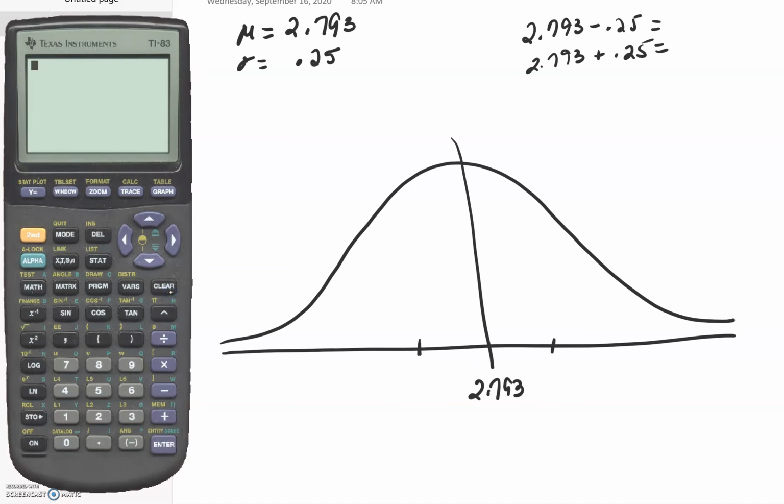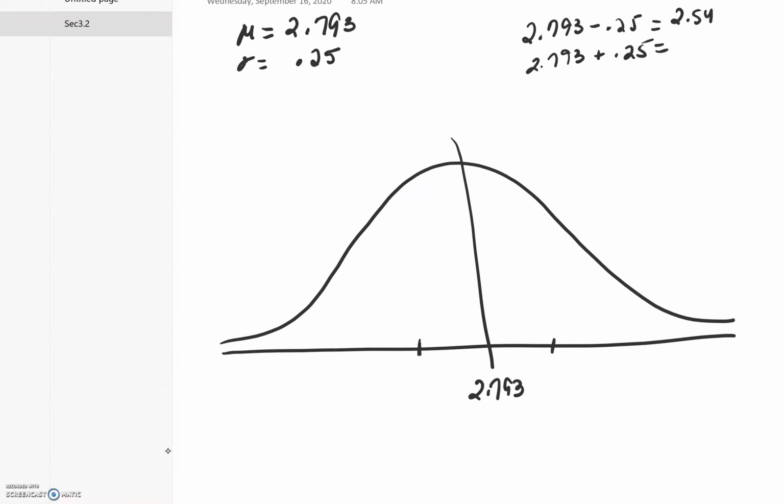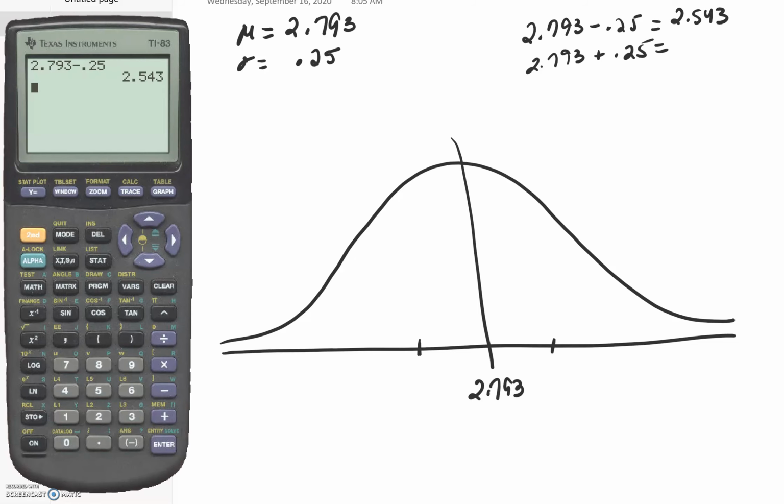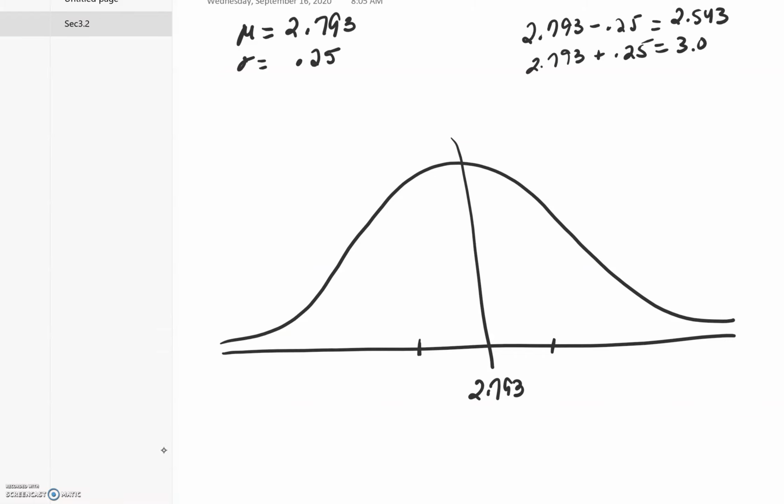So let's clear this out. 2.793 minus 0.25. So I get 2.543. And then I do 2.793 plus 0.25. That gives me 3.043. So I could put those two numbers here. So this is the minus one, 2.543. This is 3.043. Now I want to go out one more.